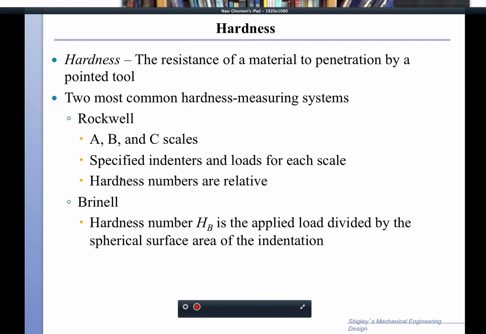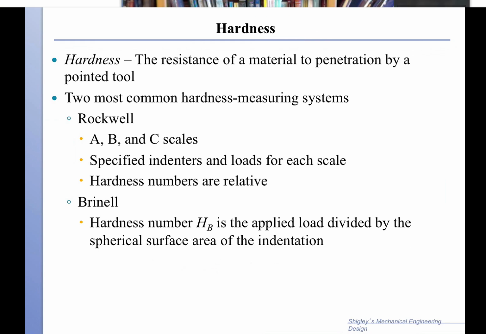If we use the Brinell type scale, this is called H sub B, so this is H sub C, H sub R, Rockwell. This is H sub B for Brinell, and the load is divided by the spherical surface area of the indenter. So in the case of the Brinell hardness test, H sub B is equal to P divided by the surface area of the sphere. So it's 4 pi times R squared.